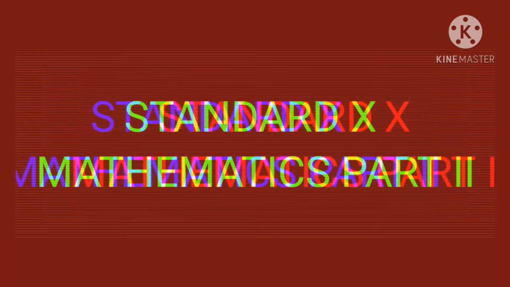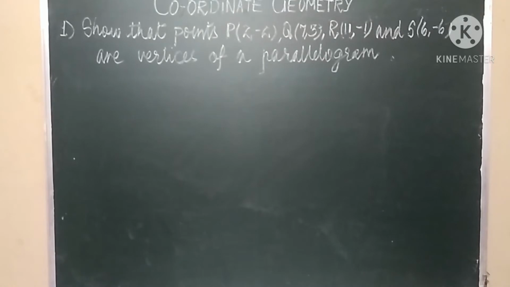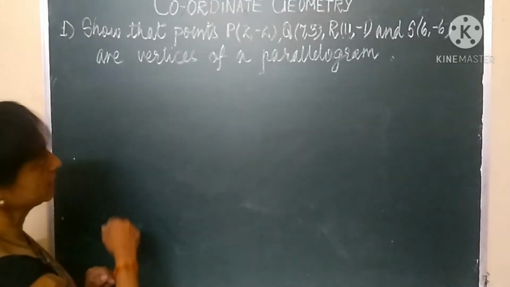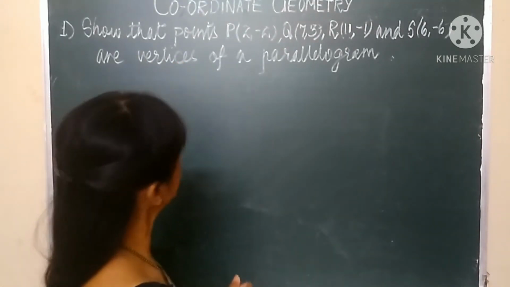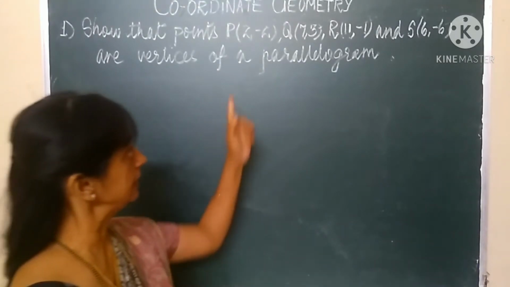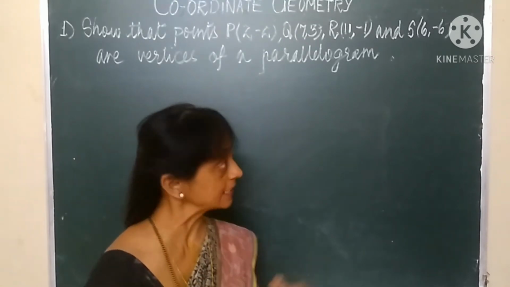So children, to move on with Standard 10th Mathematics Part 2, Chapter number 5, Coordinate Geometry, Application Part 7 in video number 15. Now children, moving with the practice set problems in coordinate geometry. The problem given on the board is, show that the points P, Q, R and S are the vertices of a parallelogram. How do we decide if these vertices form the vertices of the given quadrilateral that is a parallelogram?